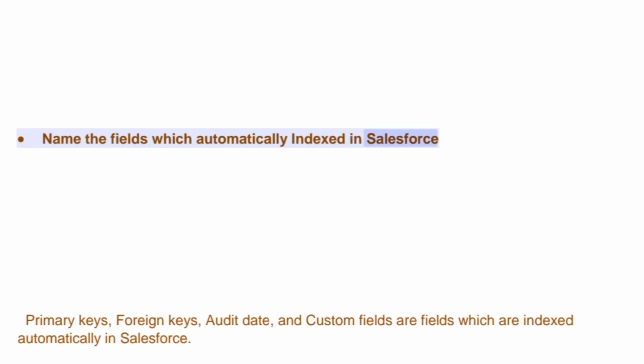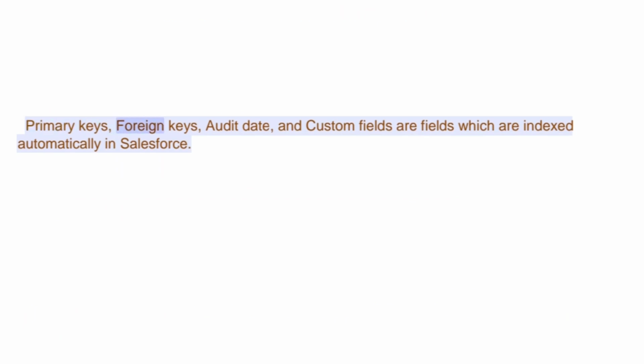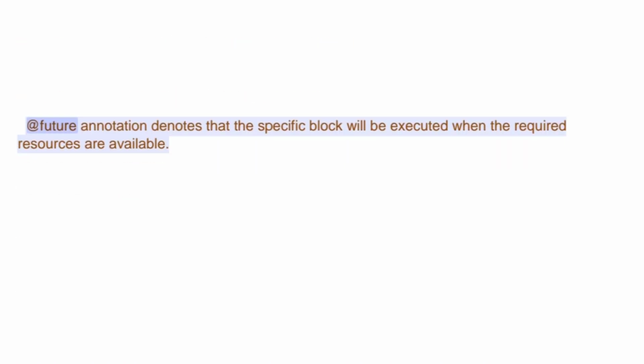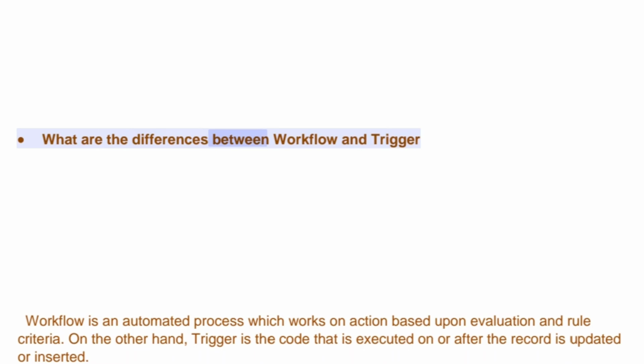Name the fields which are automatically indexed in Salesforce. Primary keys, foreign keys, audit dates, and custom fields are fields which are indexed automatically in Salesforce. Explain future in Salesforce cloud computing. Future annotation denotes that the specific block will be executed when the required resources are available.